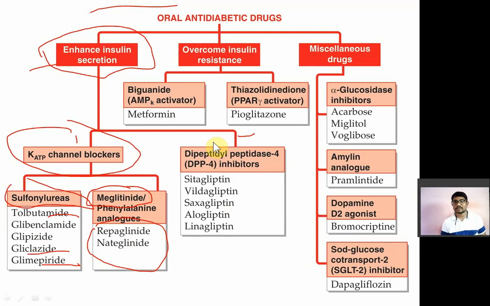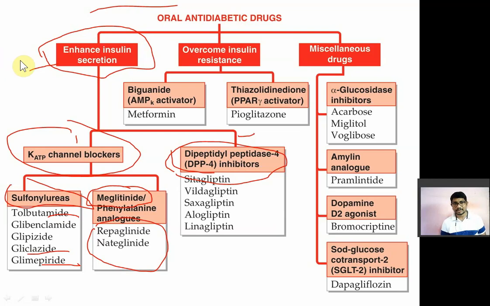Now in the first class, the second subtype is the dipeptidyl peptidase 4 inhibitors, known as DPP-4 inhibitors. They will also increase the insulin secretion, by inhibiting metabolism. Dipeptidyl peptidase is an enzyme responsible for the metabolism of glucagon like peptide GLP-1. Its mechanism and all that we'll see later. Just remember the class.